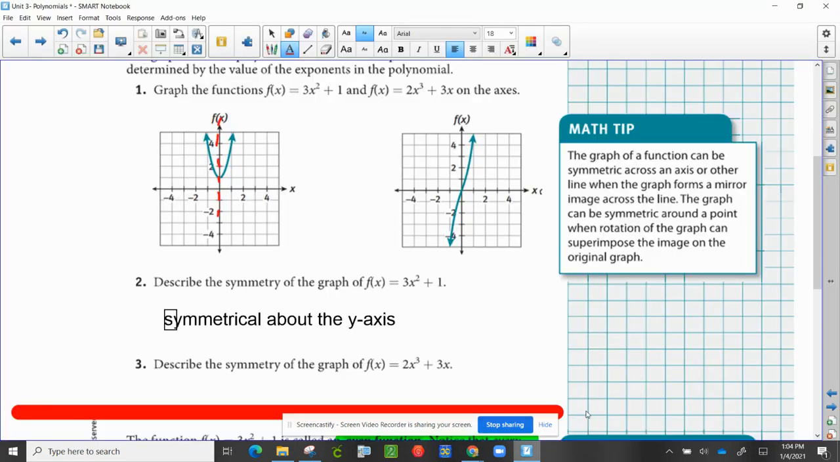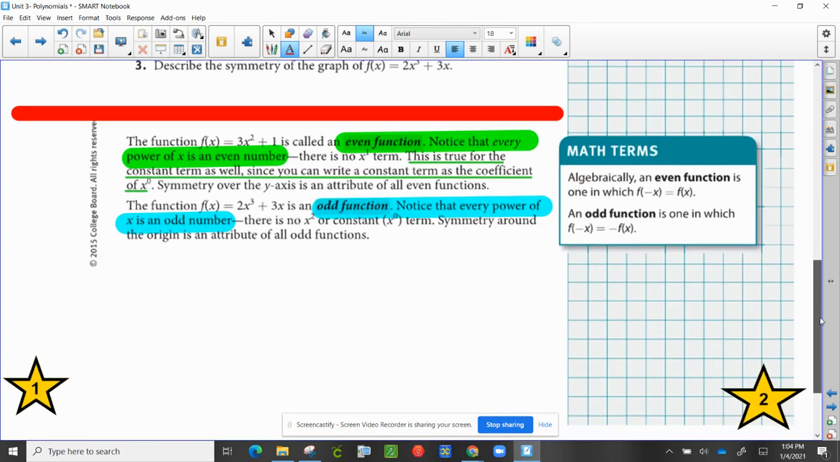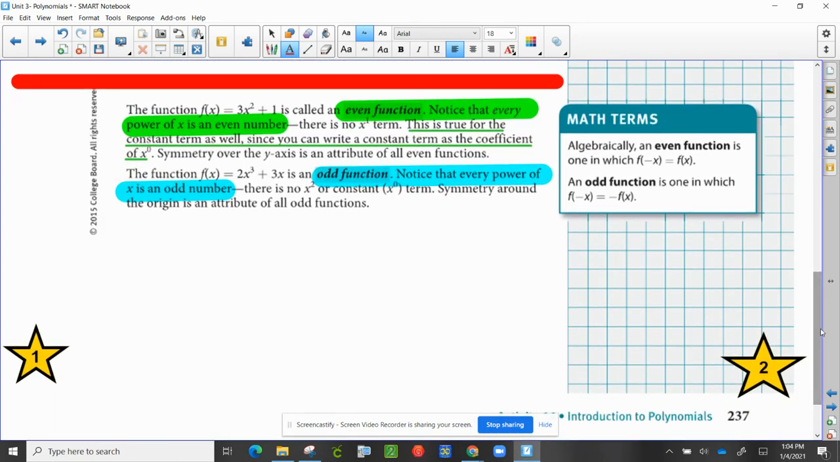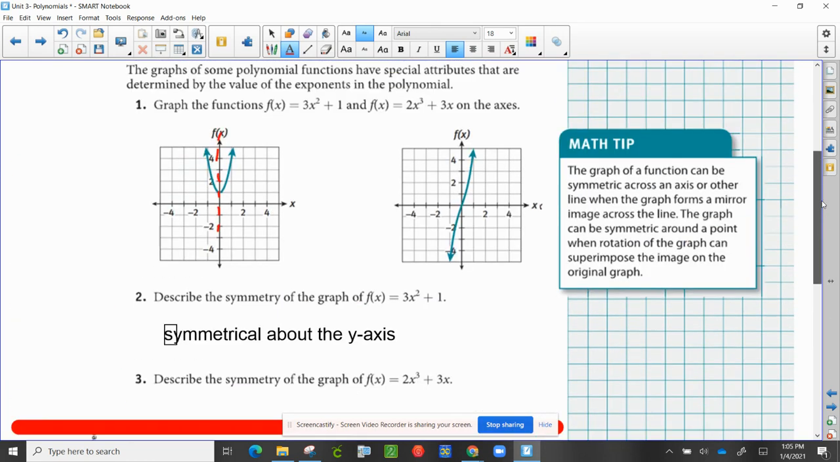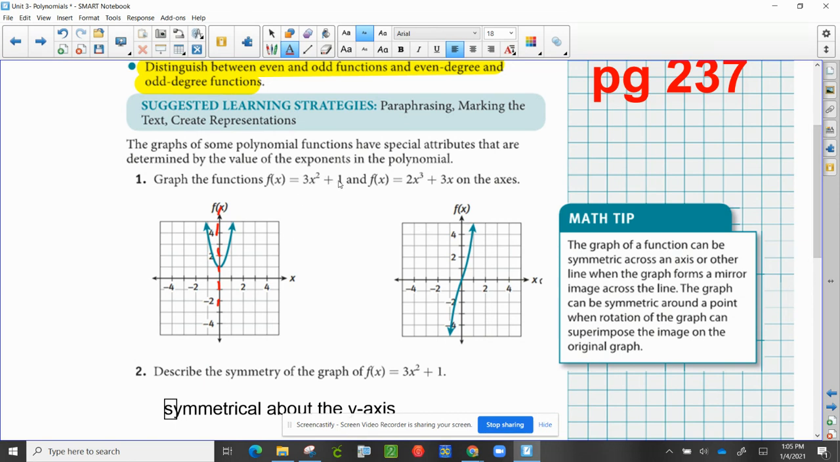So going down here, okay, we have some vocab here. So the function 3x squared is called an even function. So if you notice, every power of x is an even number. Okay, this is true for constant terms as well, since constants can be written technically as the coefficient of x to the 0. If I go back up to this problem, 3x squared plus 1, 1 is a constant, so that technically has an exponent of x to the 0 power, and then we have x squared. So both of those, okay, are even exponents. So we would call that an even function.